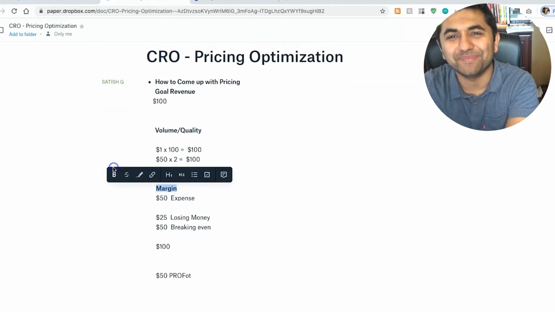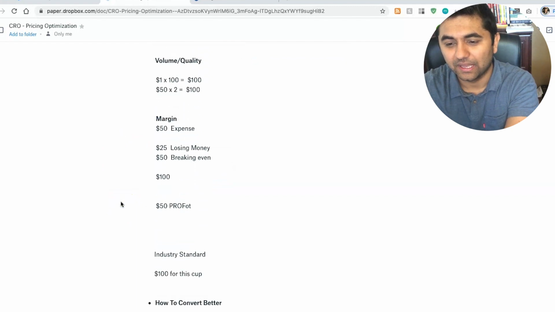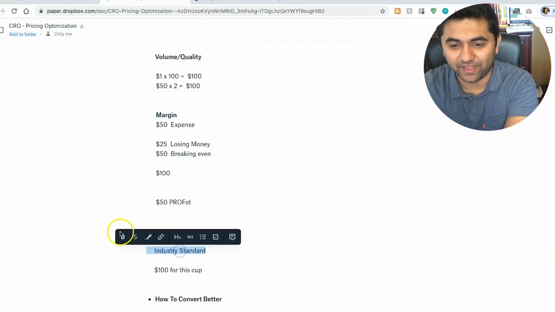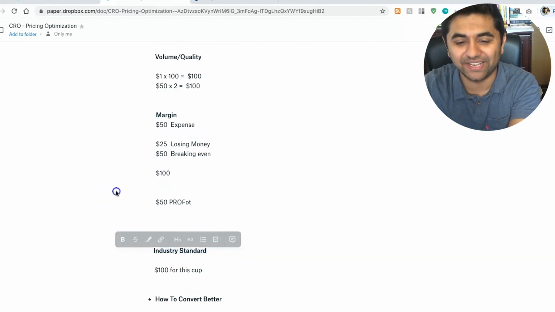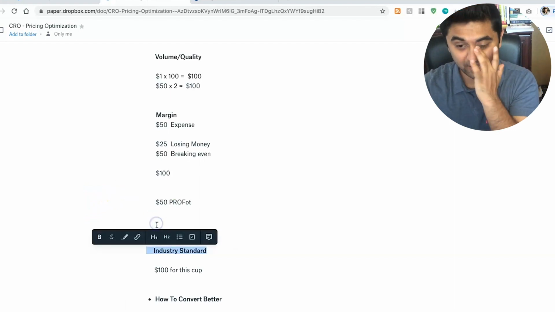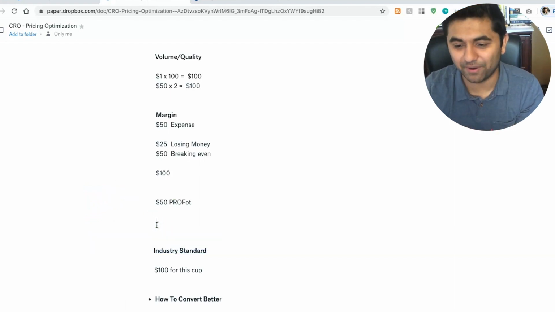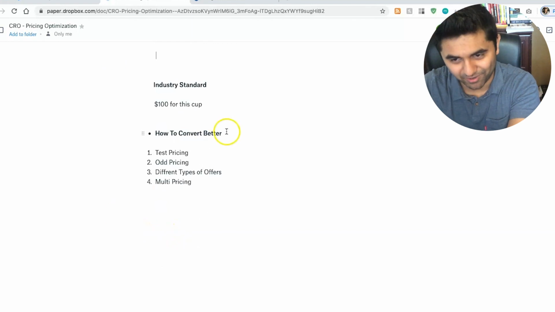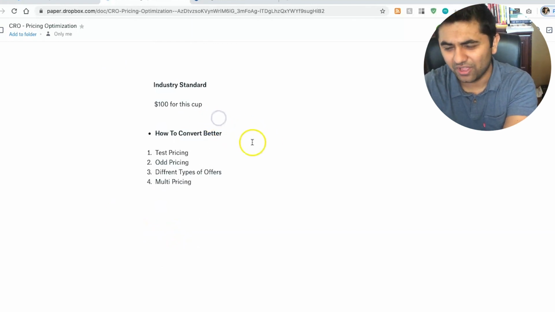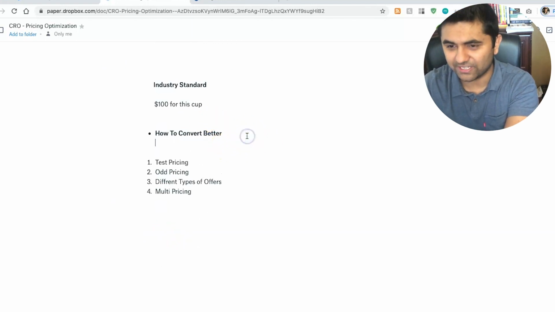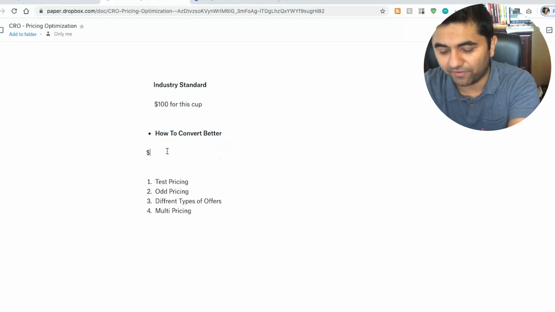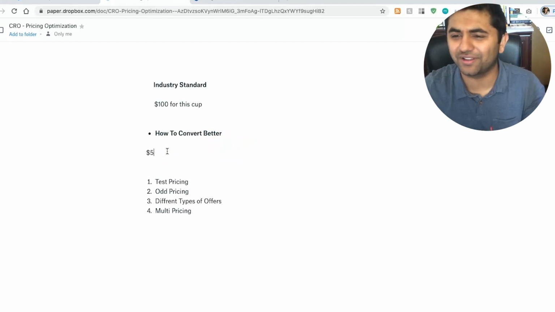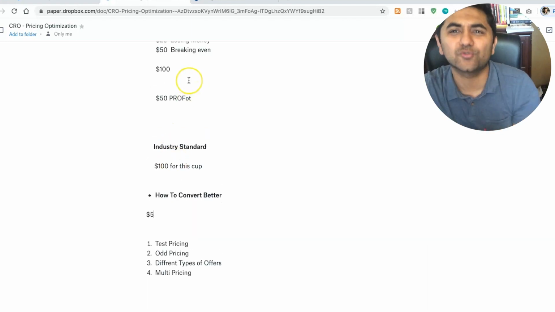Margin, how much money you want to make percentage-wise, and industry standard, okay? Make sure to keep those things in mind when you come up with that number. Now, let's say we came up with a number and we decided, okay, I'm going to sell it for $5 because that's what a normal cup costs on Amazon or Walmart. $5. That's what you came up with after doing this research, okay?